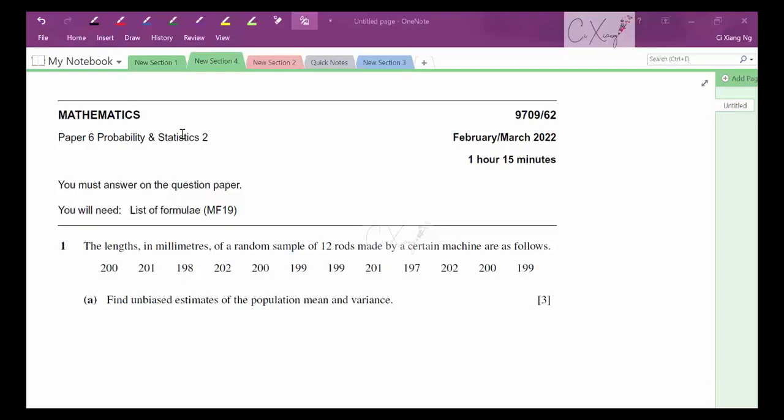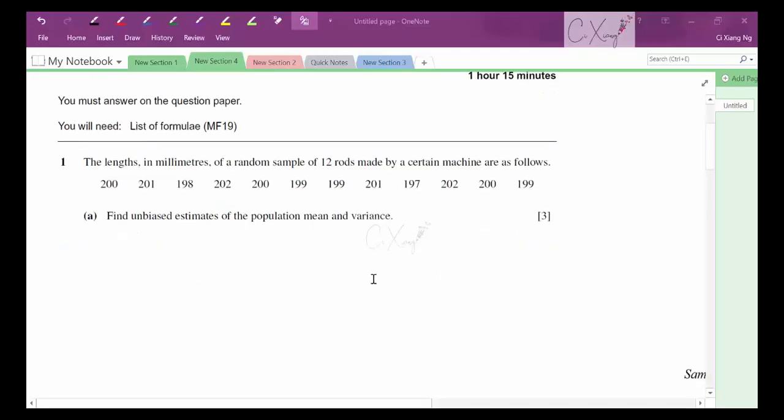In this video, we are going to discuss the February-March 2022 paper, paper 6, which is probability and statistics 2, and the variant is paper 6.2. Right, so let's have a look at question number 1.